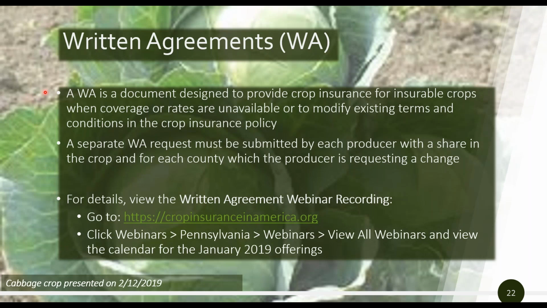Written agreements are very important for cabbage because cabbage is only available in one county in the state of Pennsylvania. If you would like to insure cabbage in other counties, it's important to get a written agreement. This is a document designed to provide crop insurance for insurable crops when coverage or rates are unavailable. A separate written agreement request must be submitted by each producer who has a share in the crop and for each county for which the producer is requesting a change.